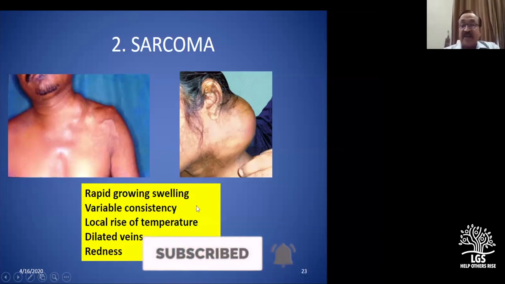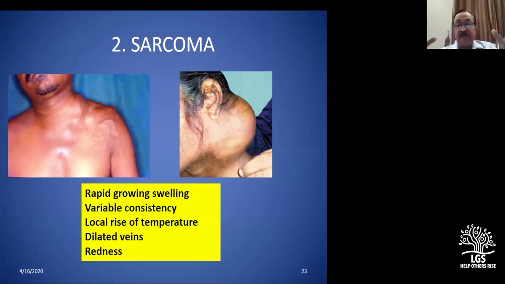So, how will you make a diagnosis of a sarcoma? Any rapidly growing swelling. Variable consistency. To start with, for example, neural tumors, neurofibroma is firm. As it grows so rapidly, few areas will undergo tumor necrosis and become soft. So, variable consistency. Few areas may become hard. So, liposarcoma, neurofibrosarcoma are few examples. Dilated veins, redness, restricted mobility, variable consistency, rapid growth, they all help in the diagnosis of a sarcoma, right?